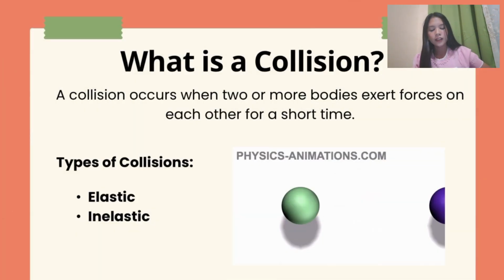To begin, let us define what a collision is. A collision occurs when two or more bodies exert forces on each other for a short period of time. This happens in everyday situations, such as when two cars bump into each other or when a ball strikes a wall. During a collision, energy and momentum are transferred between the colliding bodies. There are two main types of collision, elastic and inelastic. These classifications depend on whether or not kinetic energy is conserved during the interaction.